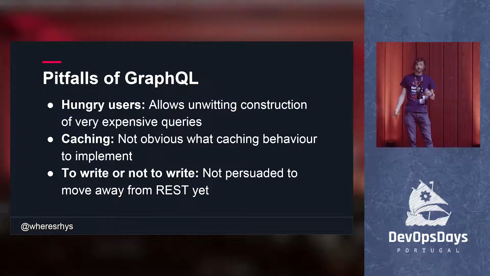It is possible to write a very expensive query accidentally and knock out the database. That hasn't happened yet. Caching is a bit difficult with GraphQL. And as a write API, I'm not convinced it really works yet. But compared to the massive benefits of using it, those are quite small things.